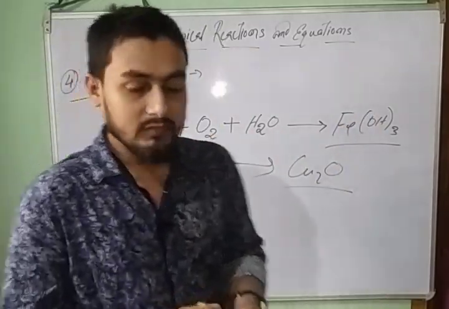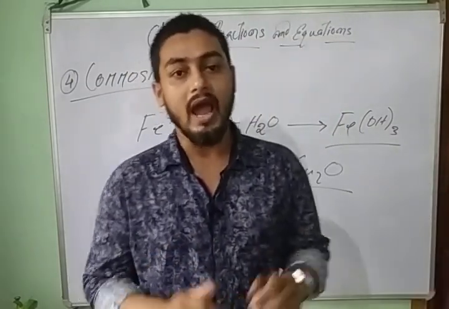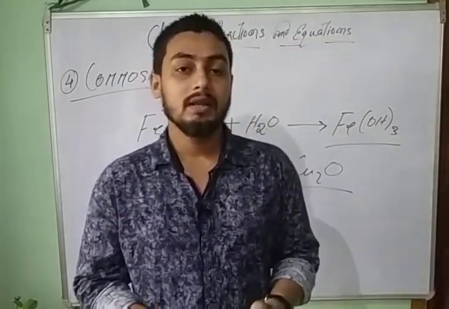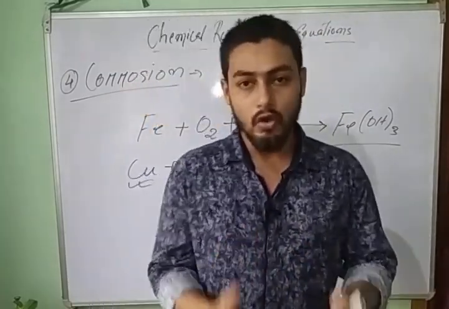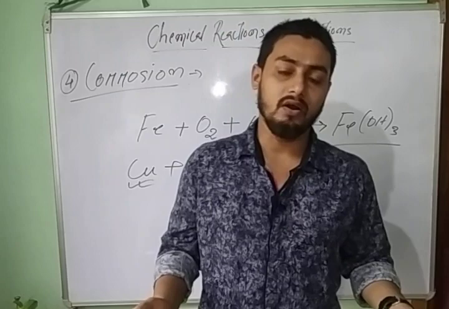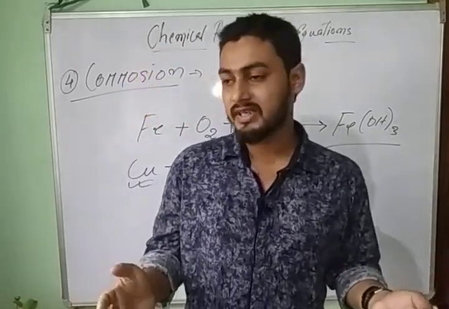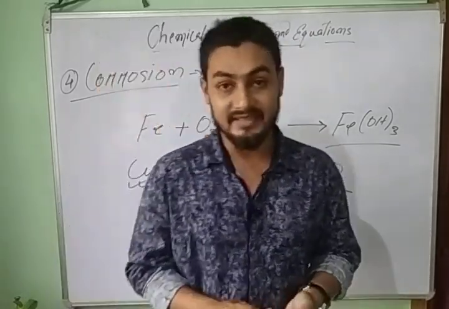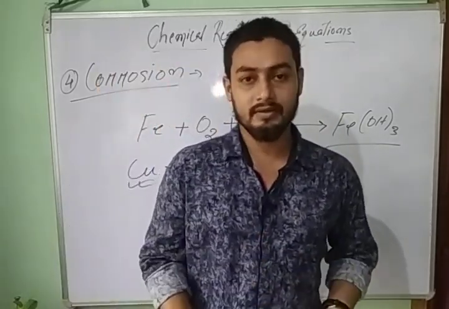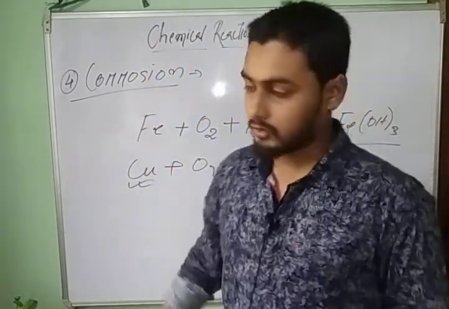So corrosion is a natural phenomenon in which, when a metal-made article is kept exposed to the atmosphere, it reacts with atmospheric oxygen, water vapor, moisture, and sometimes with acids, and gets corroded. The process is called corrosion, right? So you write the definition.